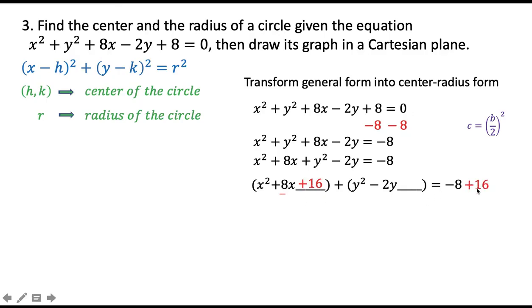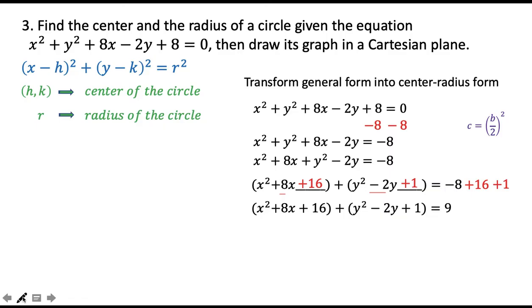We must also add the same number on the other side of the equation because we want to maintain the equality. Then in here, our B is negative 2, which is the linear term. So half of negative 2 is negative 1. Multiply it by itself, that is positive 1. So add 1 here, and add 1 also on the other side of the equation. Then from here, simplify the right side. Negative 8 plus 16 plus 1 is positive 9.